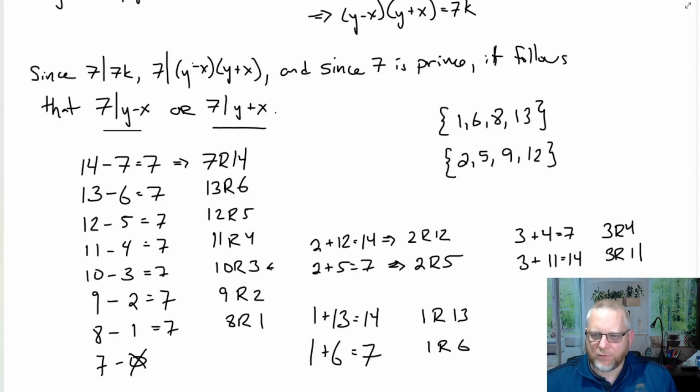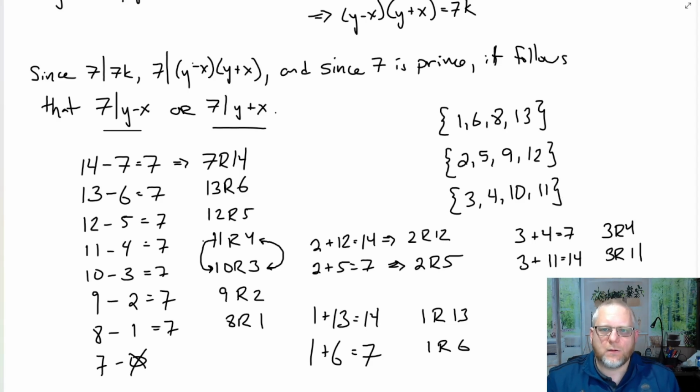Well, look at that. 3 is related to 4. 4 is related to 11. 3 is related to 11. 11 is related to 10. They're all related to each other. We get another equivalence class. 3, 4, oops, that's not a 1. That's a 10. So we got 3, 4, 10, and 11 all together as an equivalence class. Keep going. Almost done.